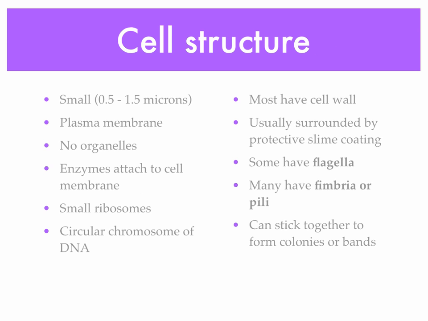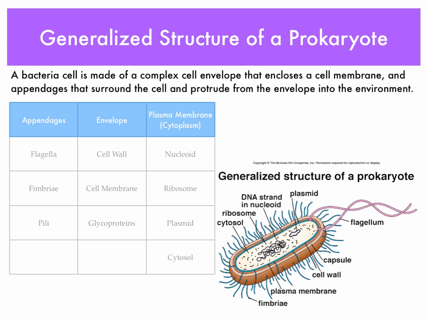Most have a cell wall that's usually protected by this slime coating that also aids in movement. And some have flagella, so finger-like projections that also aid in movement. Many have fimbria or pili, these little hair-like structures that line their outside. And these also help them stick together to form colonies or bands. So here you can take a closer look at the generalized structure of a prokaryote and see those different parts I just talked about.